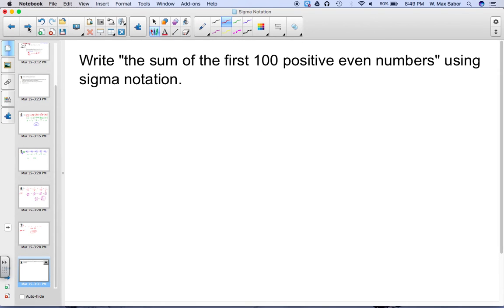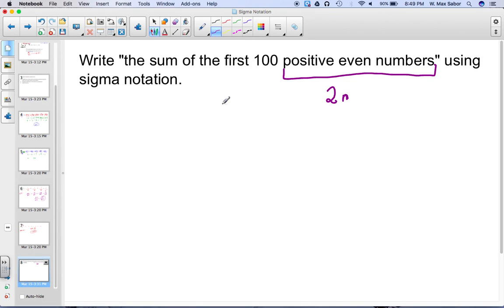Lastly, how would we write the sum of the first 100 positive even integers using sigma notation? So positive even integers. Well, what do we write to represent an even integer? An even integer is always 2 times some other integer. So I'm going to write it as 2n.